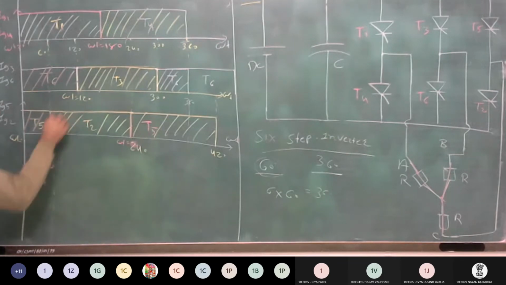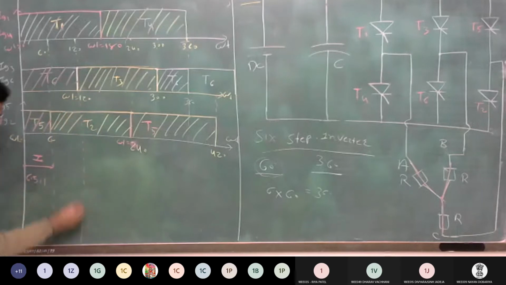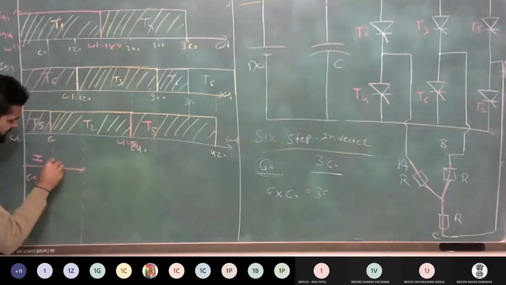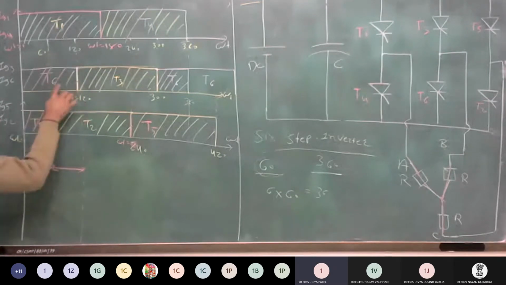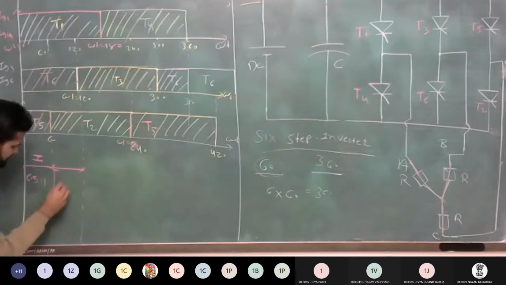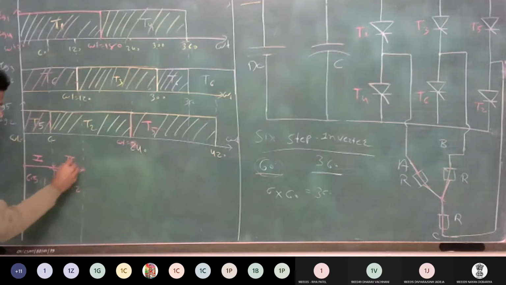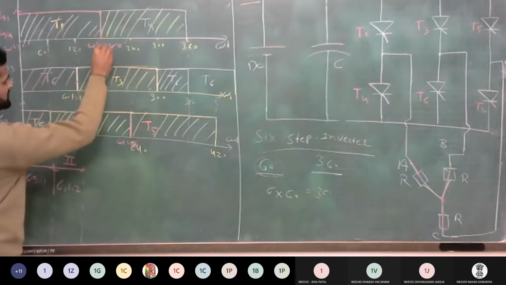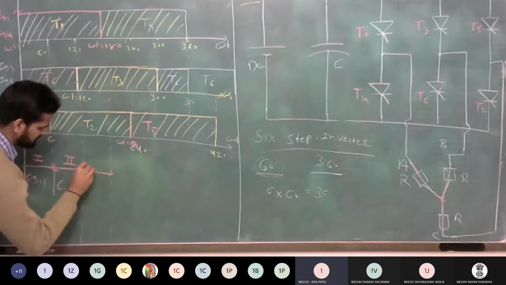Now the next step, 60 to 120 degree. Which thyristors are conducting? Give me the answer. T1, T6 and T2. So here I write 6, 1 and 2. These three thyristors are conducting during interval 2. Same way, third interval from 120 to 180: T1, T3, T2.